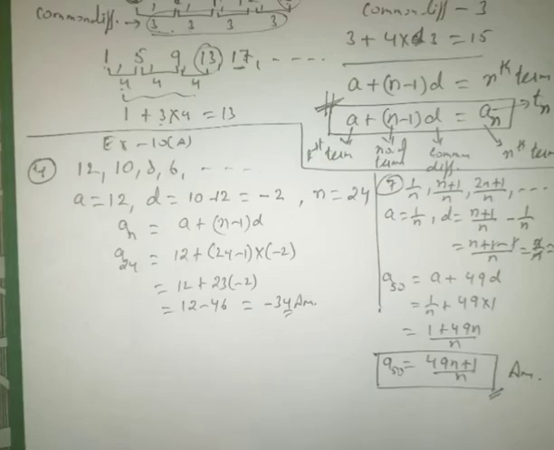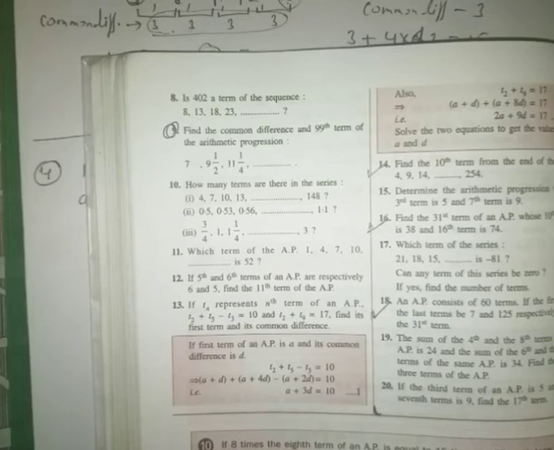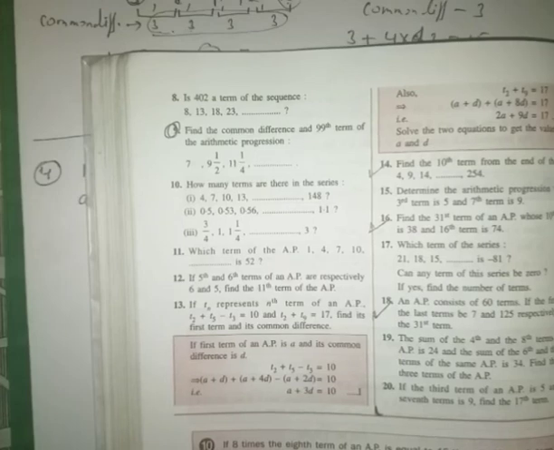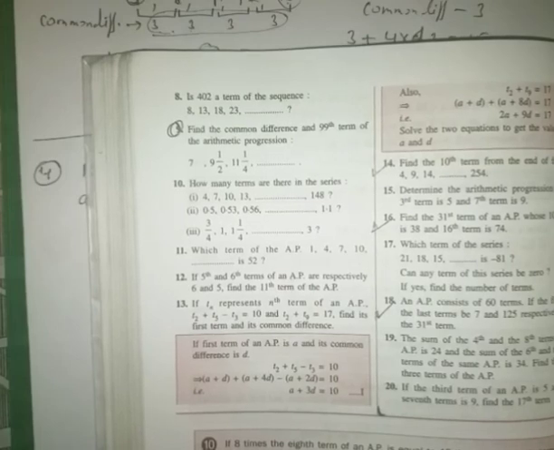Question number 8 says, is 402 a term of the sequence 8, 13, 18, 23 and so on? So will there be 402? For this we will find n, and if n is an integer, then we will say that yes, 402 is a term in this sequence. If on solving we do not get n as an integer, n must be 1, 2, 3, 4, 5, etc. It should not be a decimal.